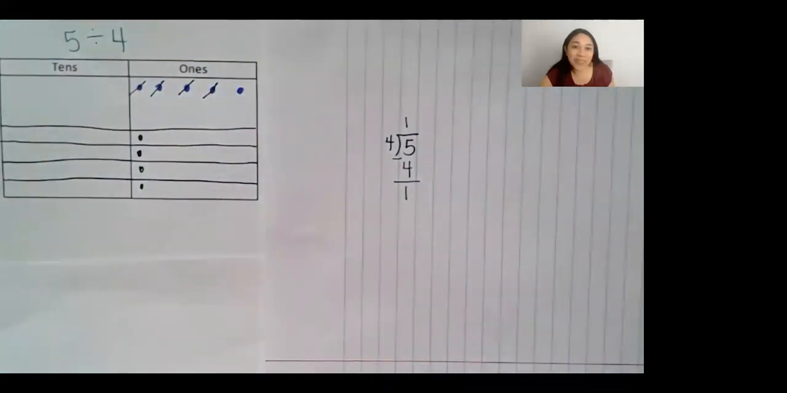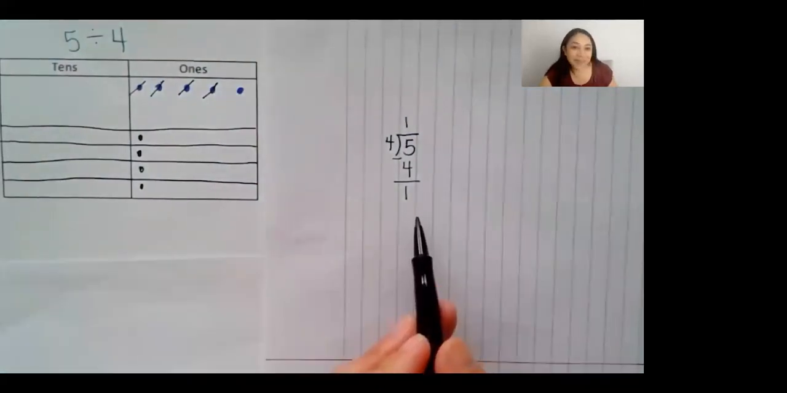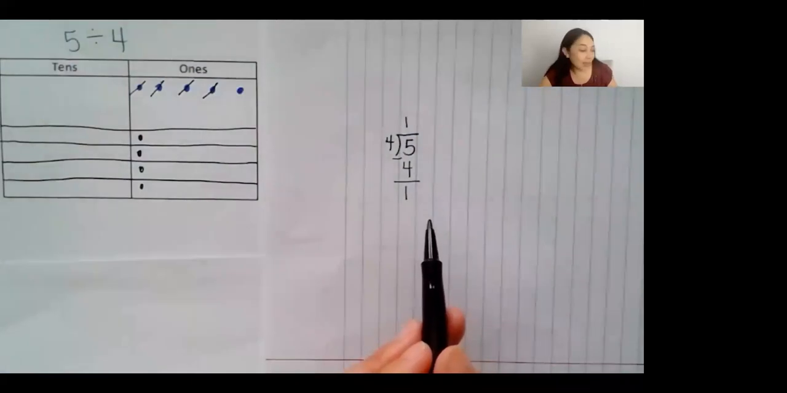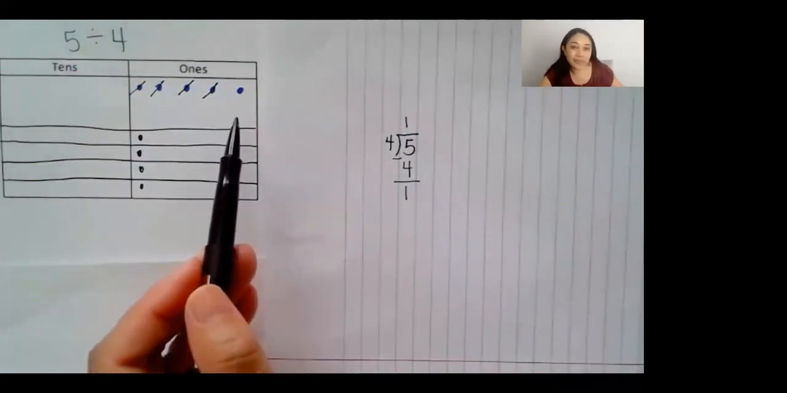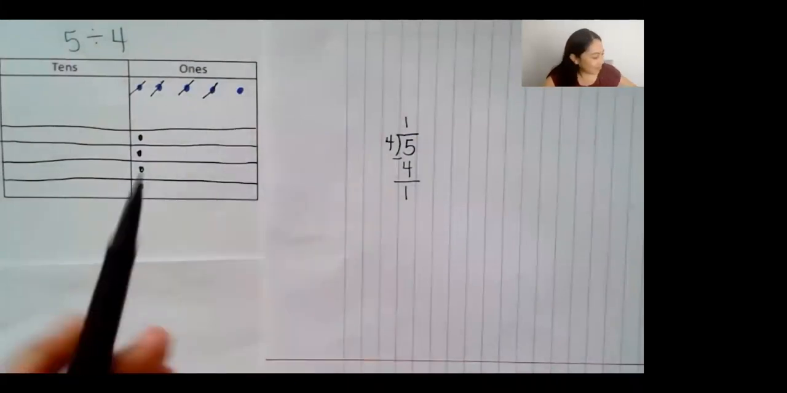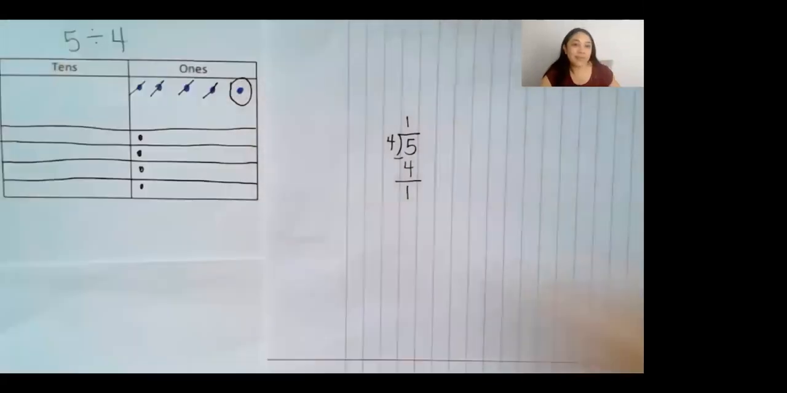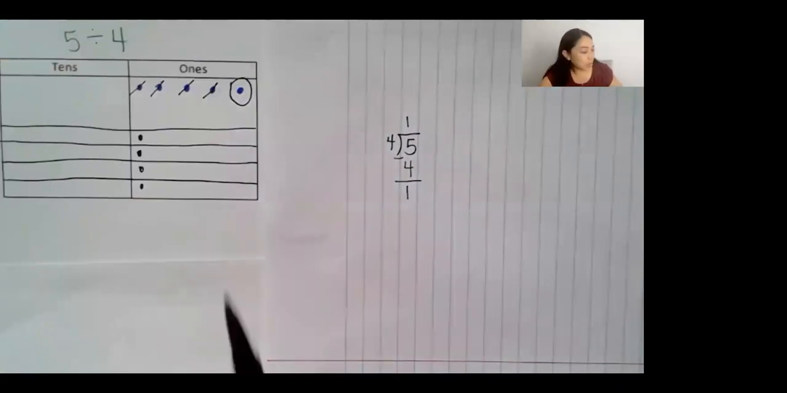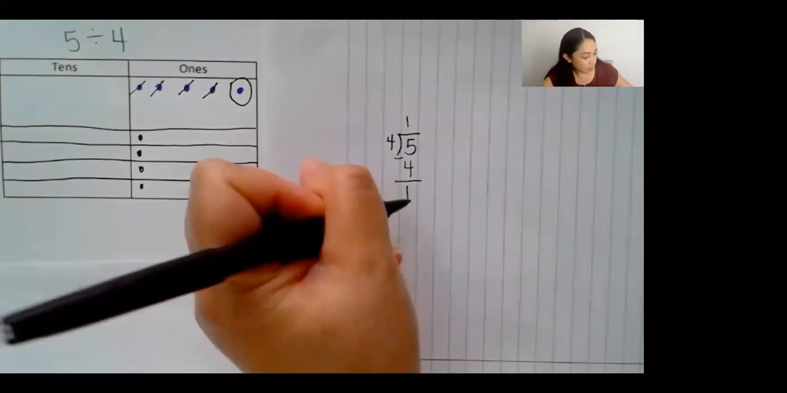5 ones minus 4 ones equals 1 one. How many ones are remaining in the place value chart? 1 one. Go ahead and circle that 1 one in the place value chart now. Why is 1 one a remainder? It's what's left over after we've distributed them into the groups. Watch as I record the remainder numerically.